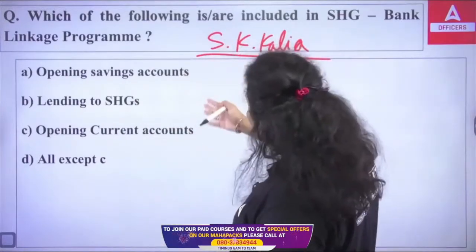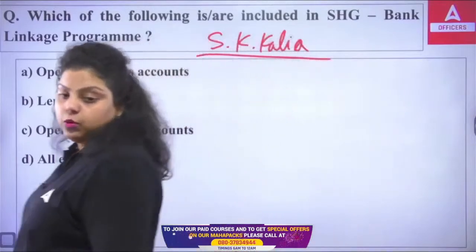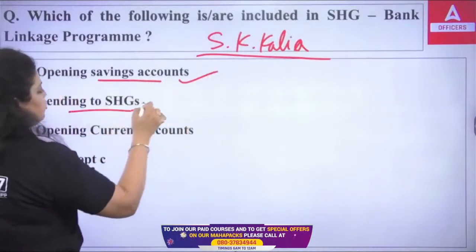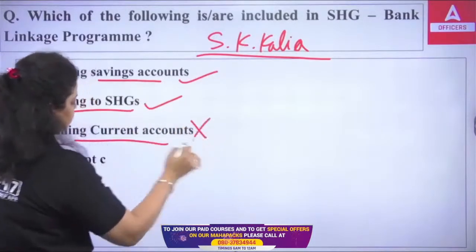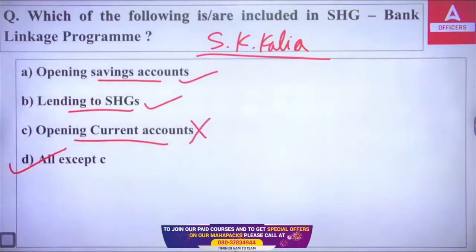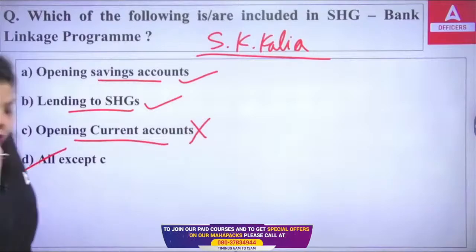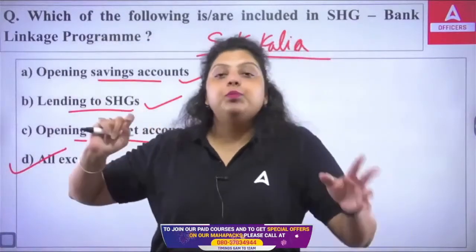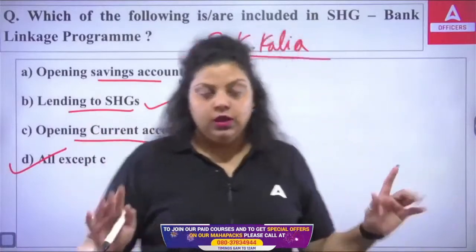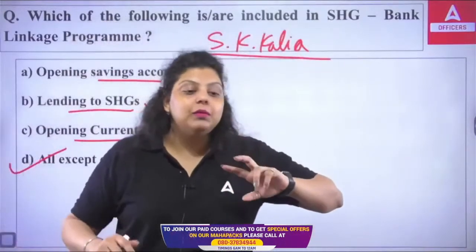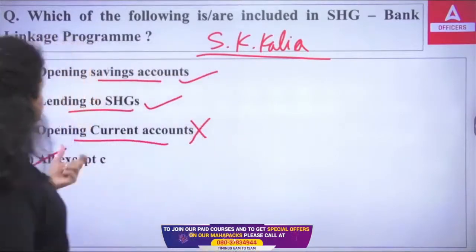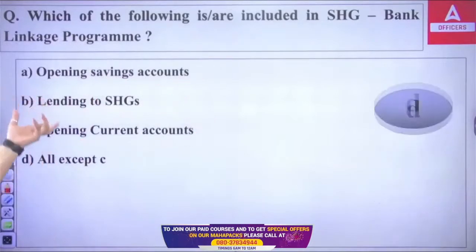So which of the following are included in the self-help group bank linkage programs? It will be including opening savings account, lending to self-help group, opening current account. No. So right answer is all except C. You are not providing current account services. As I have told you, the core function, the fundamental of the particular small self-help group is to promote savings, not the current account. You are providing loan, but you are not making them available the current account facility, because they are not capable of taking this facility. Now, they need money for the survival. Even for the survival, they need money.